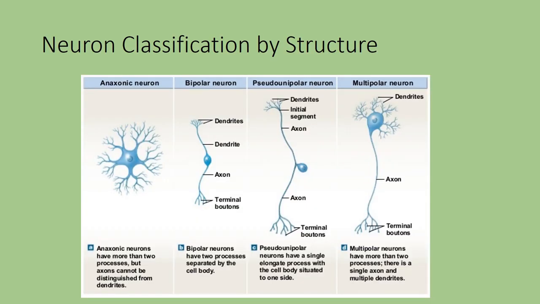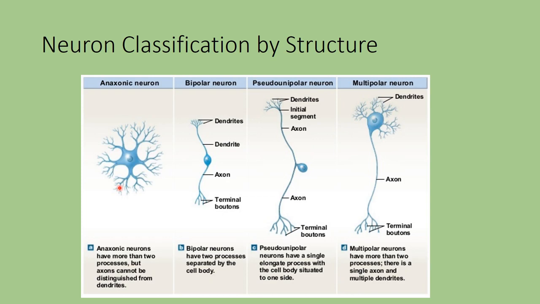The neurons we can classify several different ways. We can classify them by structure. We can classify them by function. If they are classified by structure, you can have anaxonic neurons, where you have several different processes, but you really can't tell the axon from the dendrite.